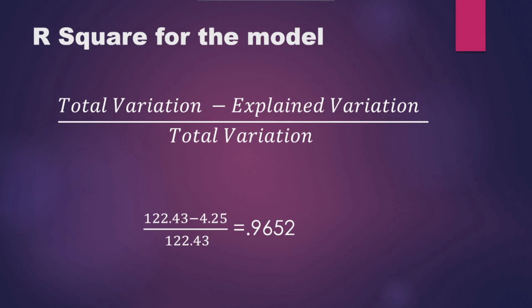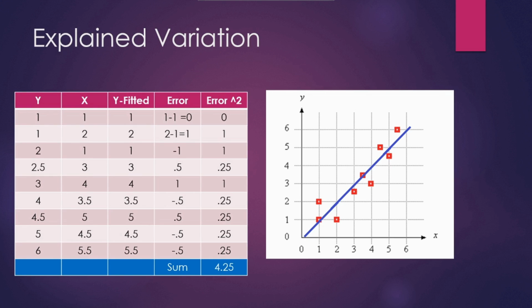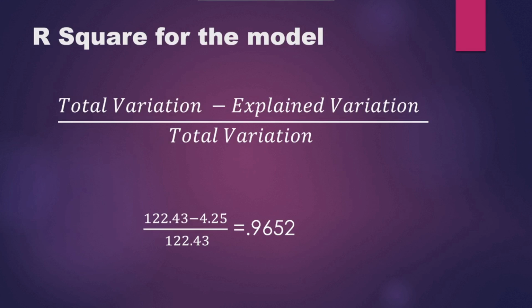If you want to find the R square for the model, it is the total variation earlier without any x, minus the explained variation which we found after including x, divided by the total variation. That is 122.43, which was earlier, minus 4.25, divided by 122.43, and this comes to around 0.96.